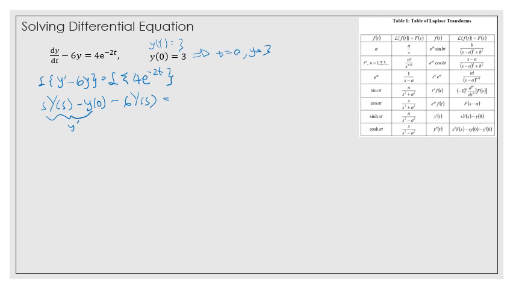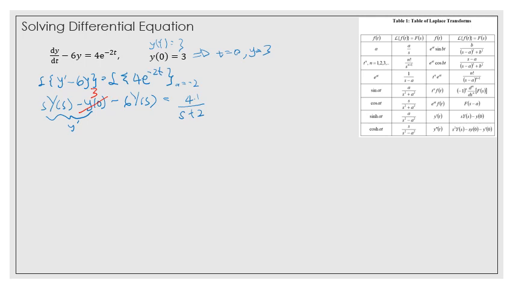On the right side, we have the Laplace transform of 4 exponent negative 2t. So our a is equal to negative 2. The 4 we bring out, so we have 4 multiplied by 1 over s minus a. So s minus minus 2, we get s plus 2. Right? So we have y(0) here. y(0) is given in the question. In this example, we have y(0) equal to 3, so we can substitute with the 3.